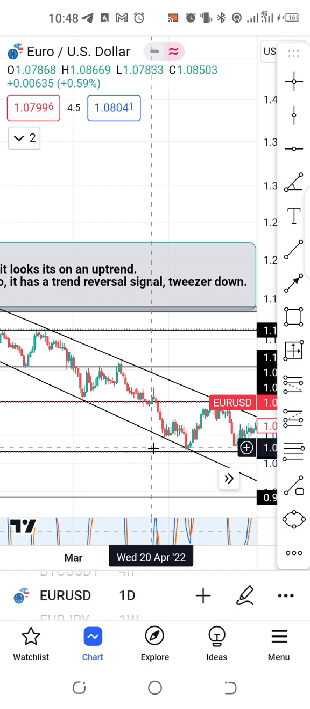Top-down analysis means, like I've told you, to begin on a bigger time frame and then scale down to a lower time frame.